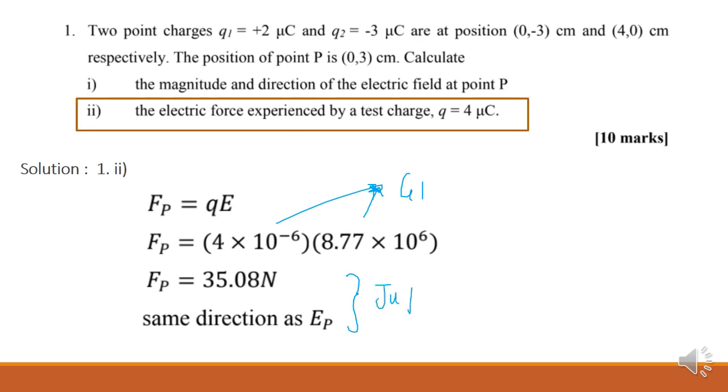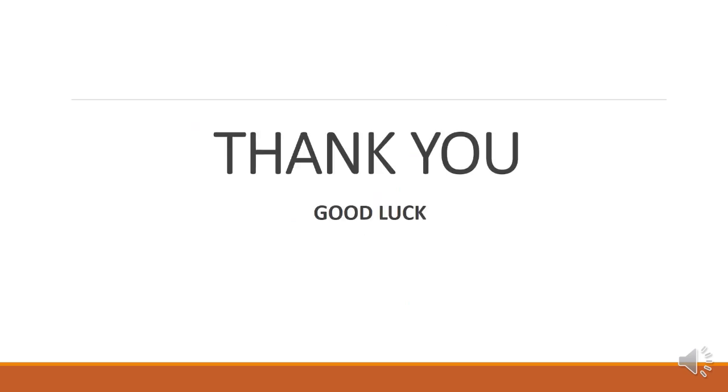Dia sebut electric force. Electric force ini adalah vector quantity. So, when we are talking about the vector quantity, mesti ada magnitude and direction. Okay, so, kita dapat 2 markah kat sini. So, campur semua tadi 8 markah. Tambah dengan 2 markah, kita dapat. So, that's all guys. Thank you.